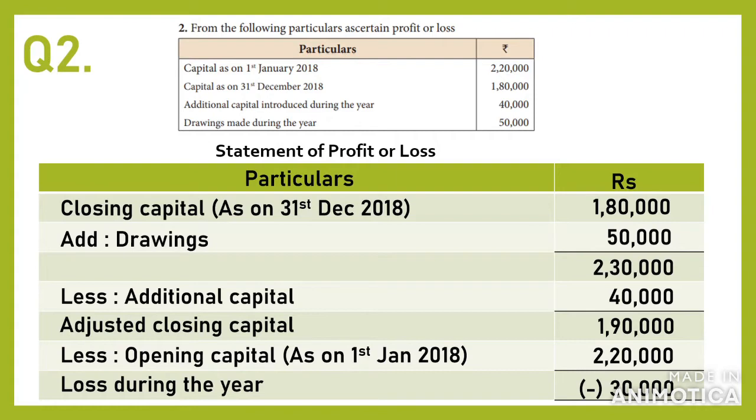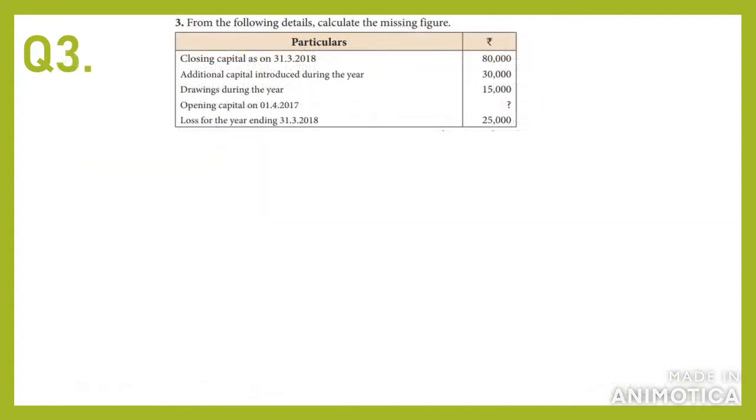Let me move on to the third problem. Now, in the third problem, it is starting with the closing capital. It has the details for additional capital, drawings, opening capital. Okay, opening capital has not been given here. So that is a number which you need to find out. Loss for the year has been given. Okay, so now what is the 12 months period here? It starts from 1/4/2017 to 31st March 2018. So that is the 1 year period.